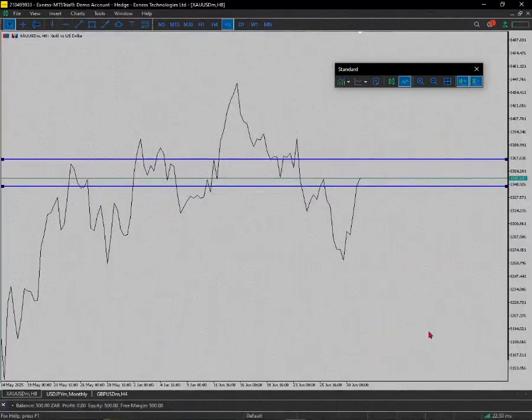Let's tune in to my daily life and trying to backtest. No, I'm backtesting the strategy that I have.